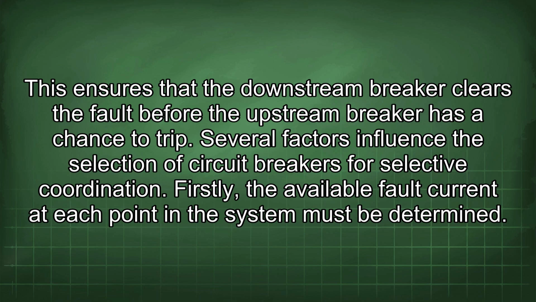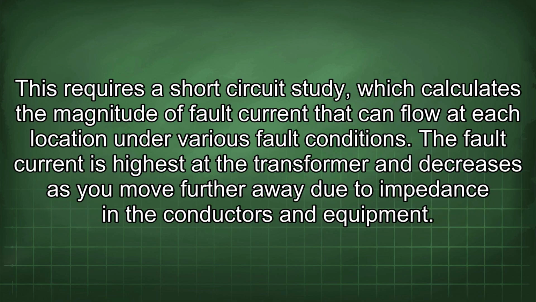Several factors influence the selection of circuit breakers for selective coordination. Firstly, the available fault current at each point in the system must be determined. This requires a short circuit study, which calculates the magnitude of fault current that can flow at each location under various fault conditions. The fault current is highest at the transformer and decreases as you move further away due to impedance in the conductors and equipment.